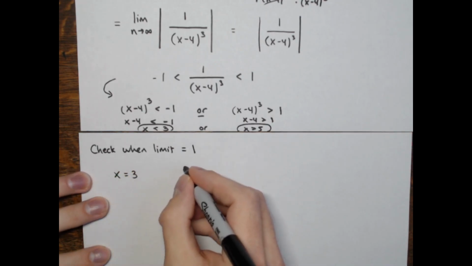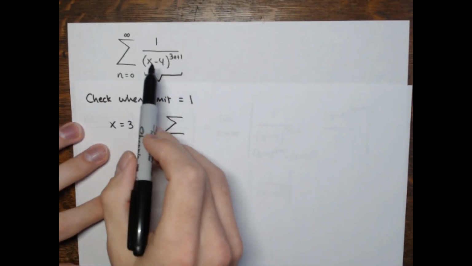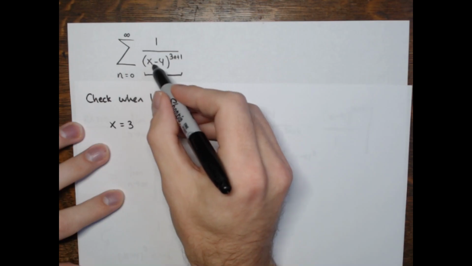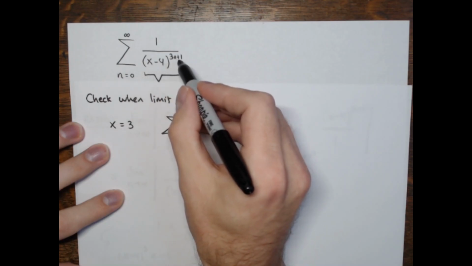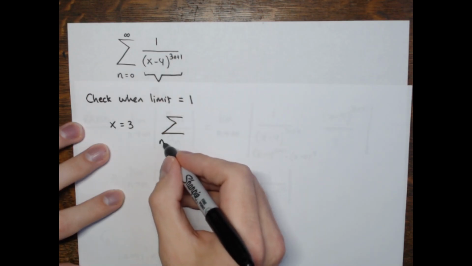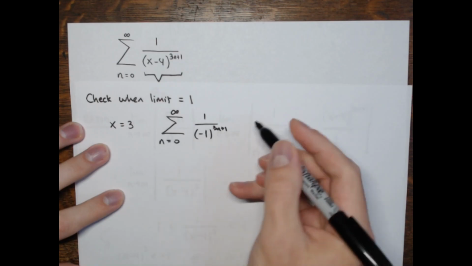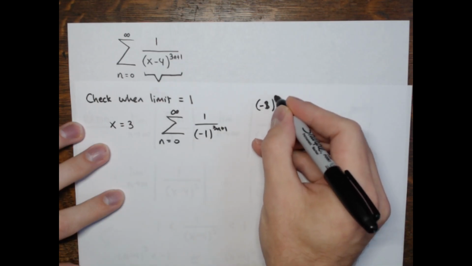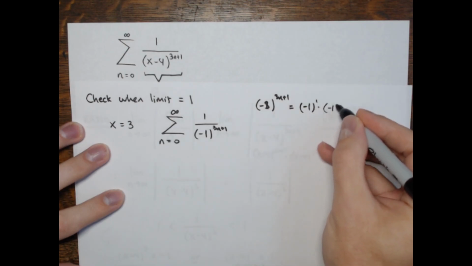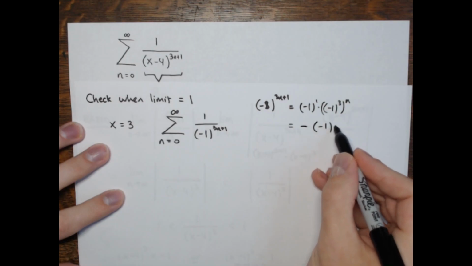So when x equals 3, go back to our sum here. When x equals 3, this would be negative 1 to the 3n plus 1 power. I'll just write this up. The sum from n equals 0 to infinity of 1 divided by negative 1 to the 3n plus 1. Now negative 1 to the 3n plus 1, this is negative 1 to the first, right? So there's negative 1 times negative 1 cubed to the nth. So this is the opposite of negative 1 to the nth.